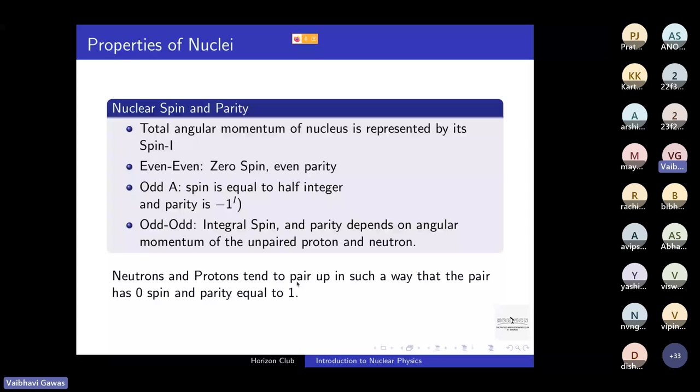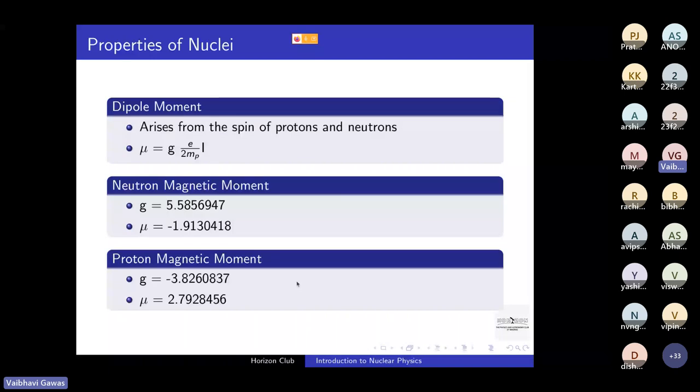So that's why we have the spin and parity of nuclei in a nuclear system. Then the next properties we have are the different types of moments: the dipole moment, quadrupole moment, and other electromagnetic moments, which arise inside the nucleus. The main idea of studying these moments is to see to what extent charge distortion is present in a nucleus.